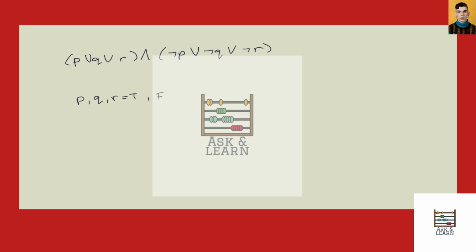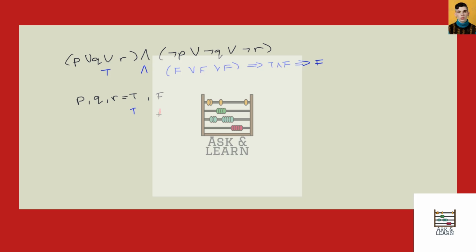So when it's true, we have on this side true or true or true. So this side is true, and not true is false. So false or false or false. So then this statement becomes true and false, so therefore false.